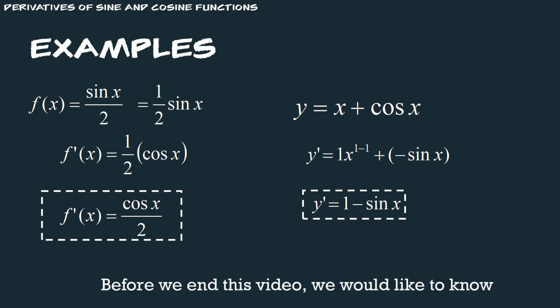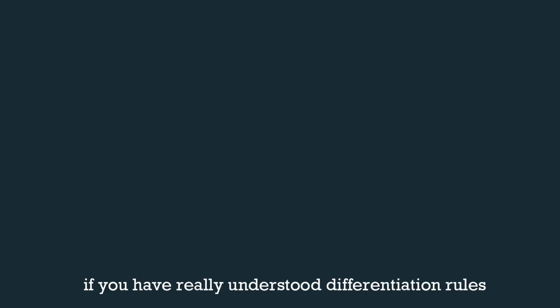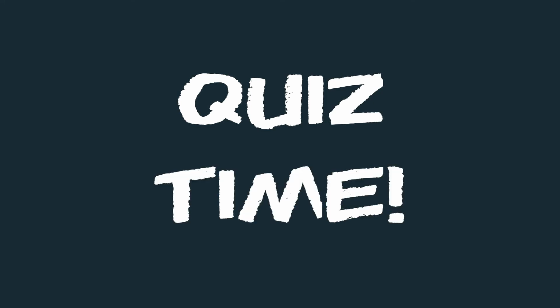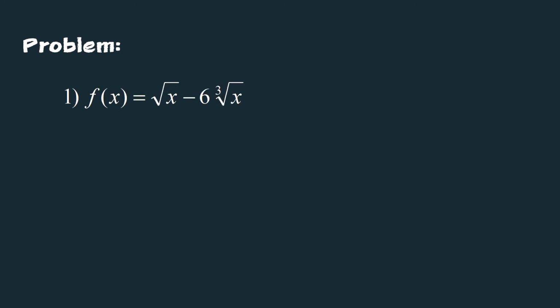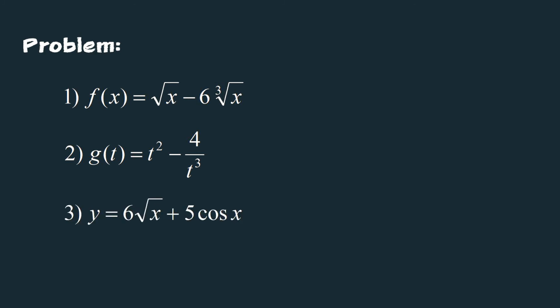Before we end this video, we would like to know if you have really understood differentiation rules. So it's quiz time! Given these problems, first, f of x is equal to the square root of x minus 6 cube root of x. Second, g of t is equal to t squared minus 4 over t cubed. And third, y is equal to 6 square root of x plus 5 cosine x. Solve this independently and comment down below your answers, and the solutions will be posted on our next video.